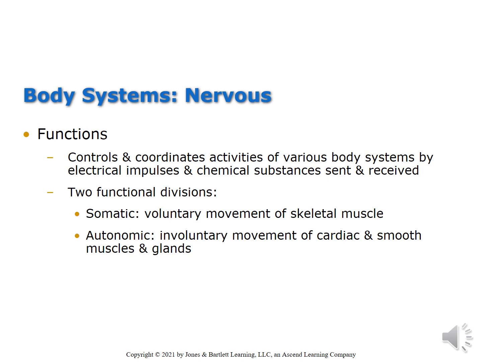Functionally or physiologically, there are two divisions. The somatic nervous system, which is responsible for voluntary movement of skeletal muscles, and the autonomic nervous system, which is involved in the involuntary movement of cardiac and smooth muscles and glands, as well as other activities in the body. To help remember these two terms, if you look at the word autonomic, what does it sound like? It sounds like the word automatic. There's really no such thing as the automatic nervous system, but the autonomic nervous system is responsible for the automatic or involuntary actions of the human body.